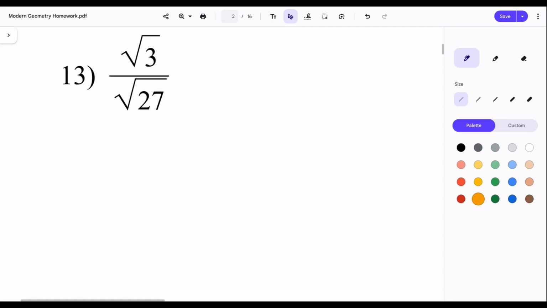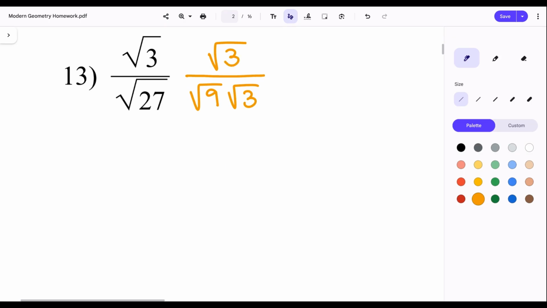What's a perfect square that can go into 27? 9. So how would you guys rewrite the denominator? Good, 9 and 3. And the top would still just be 3. What's the square root of 9? 3. So I have square root of 3 on the top. The 9 becomes a 3, and then we still have a square root of 3 here.